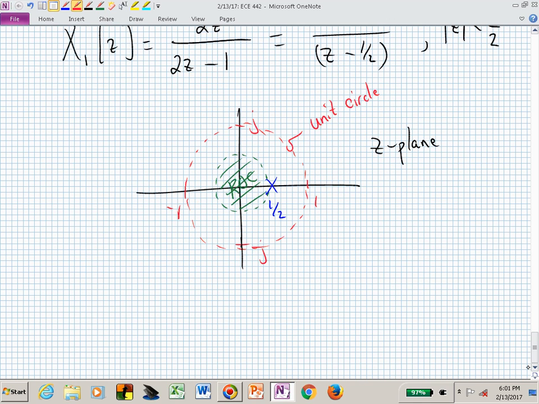And let's make some observations relative to this particular example. Note where the shaded region is, that's the region of convergence, relative to the unit circle. Is the red contained inside the green? The unit circle doesn't lie on top of the region of convergence or within the region, does it? So here are some observations.